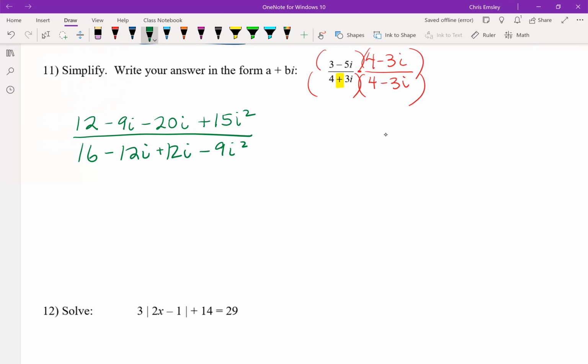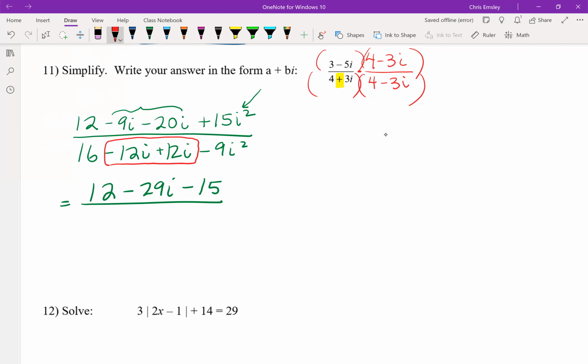We do have some simplifying that needs to happen. Let's look at the top first. We'll combine those two like terms in the middle, and we'll also take care of that i squared, which we remember is -1. So that's 12 minus 29i minus 15. On the bottom, anytime we use this conjugate, this is what should happen in the middle. We should get a positive and a negative that cancel each other out. And then again, that i squared changes the sign, so we end up with 16 plus 9 in the denominator. 12 minus 15 is -3. And 16 plus 9 is 25.